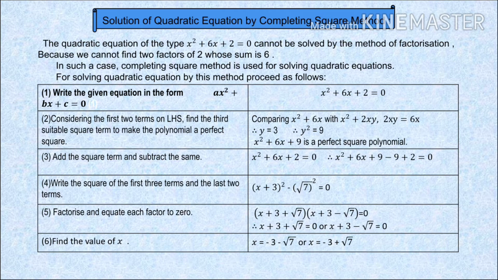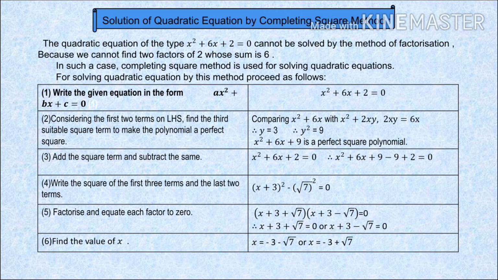Now this equation is in the form a square minus b square. And we know the value of this expression is a plus b, a minus b. So let's use that identity. Step 5: factorize and equate each factor to 0. x plus 3 plus root 7 in one bracket and x plus 3 minus root 7 in another bracket, which is equal to 0. Now equate each term to 0.